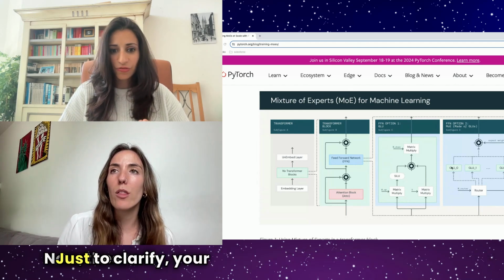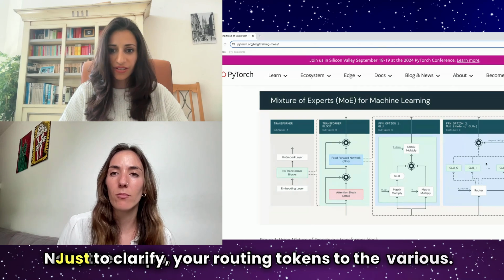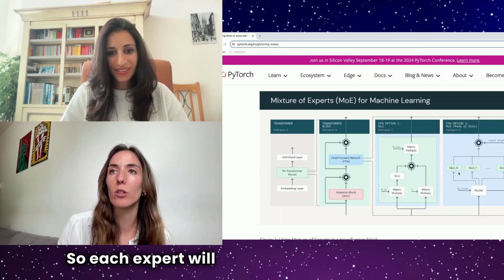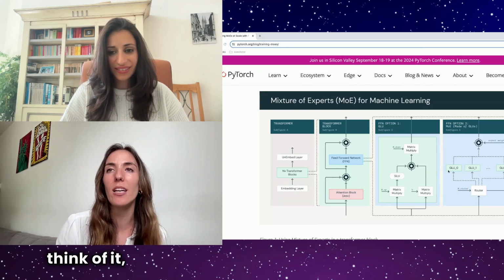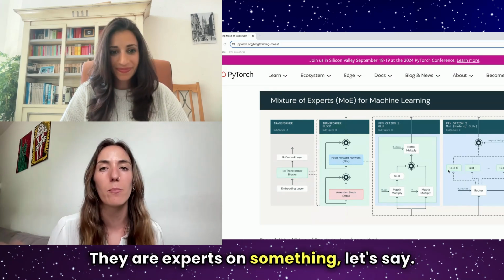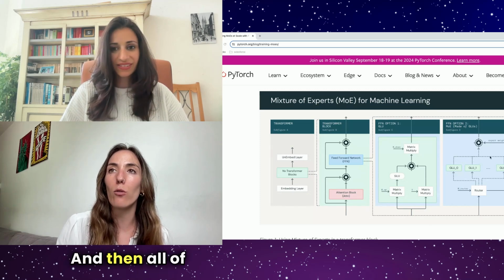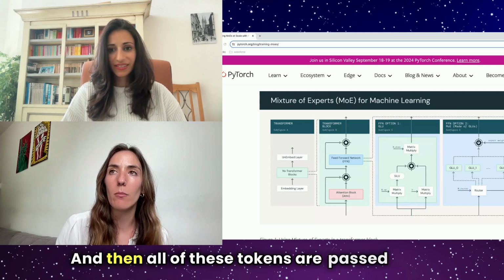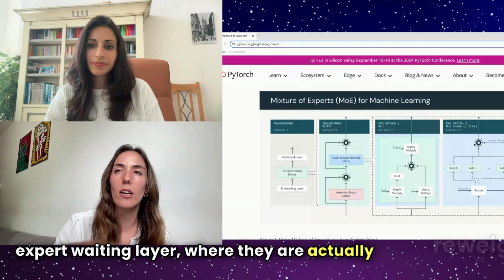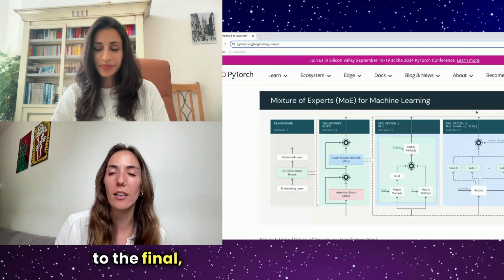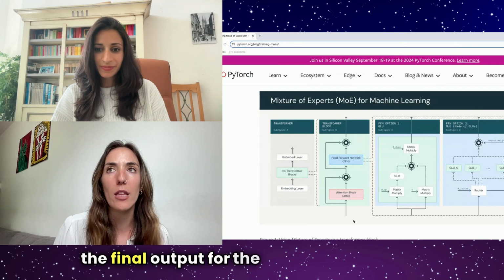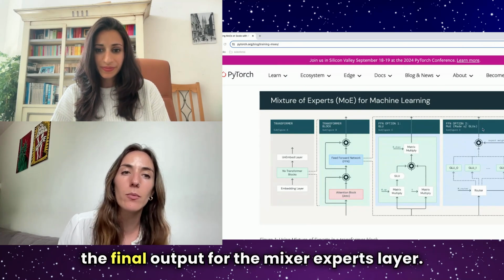To clarify, you're routing tokens to the various experts. Yes, we're routing tokens to experts. So each expert will take a different set of tokens, think of it that way, and specialize in different things. They are experts on something, let's say. And then all of these outputs are passed to the expert weighting layer, where they are reweighted to create the final output for the mixture of experts layer.